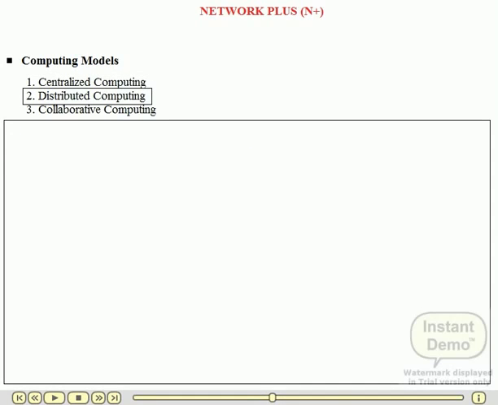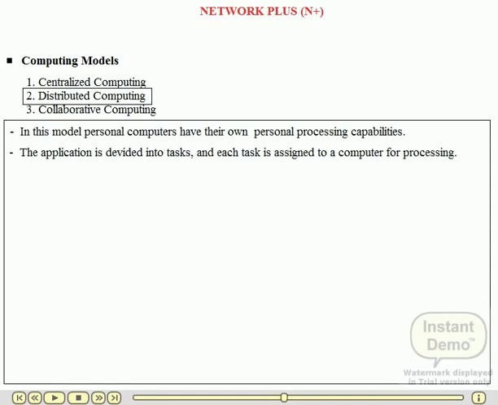Next is the distributed computing model. In this model, personal computers have their own processing capabilities. The applications are divided into tasks, and each task is assigned to a computer for processing. These are the distributed computing models. Using this model, you can distribute your application across many sites to many people. The application is divided into many tasks, and the tasks work on many computers, and each computer has its own processing. This model is like the hierarchical model.